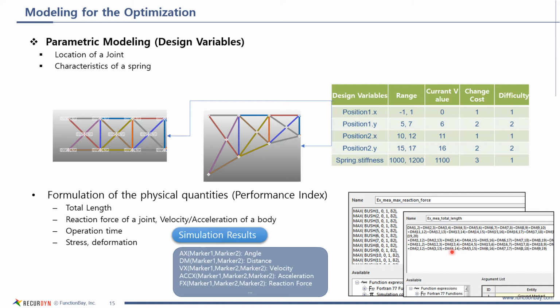This shows how the maximum reaction force and total length are expressed. This is the maximum force among all of the bushings. So I used many max functions. It is used to minimize the maximum reaction force. And this shows how I calculate the total length of the links used for the truss to minimize this. You can use other indices such as operation time or stress by formulating them appropriately.